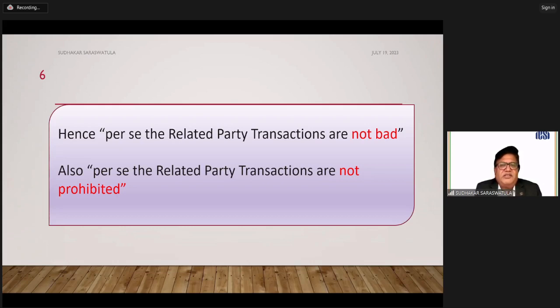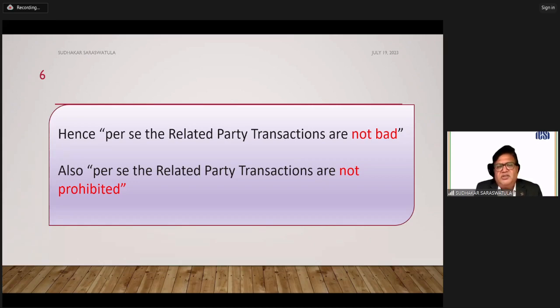What I want to emphasize here is that sometimes people think that the moment it is a related party transaction, there are going to be big compliances to make. It is nothing like that. Related party transactions per se are not prohibited. You can very much transact with your related parties, but certain compliances are required.